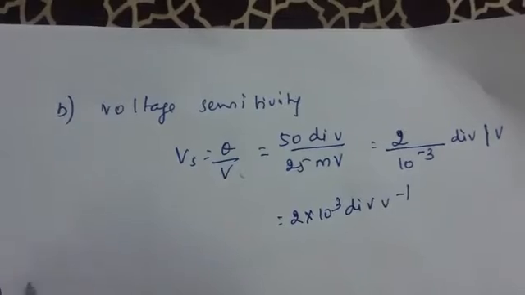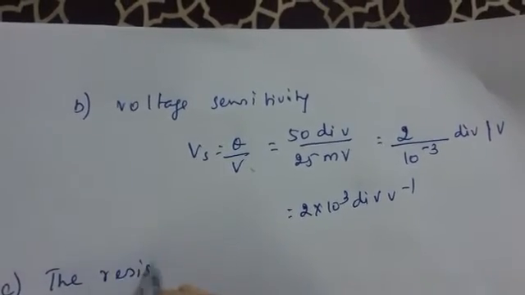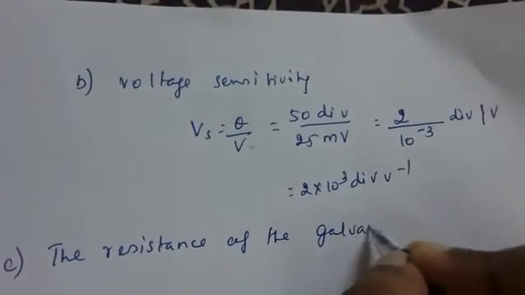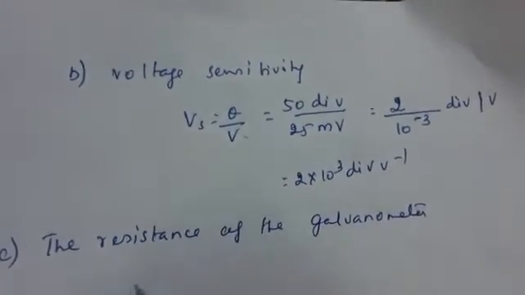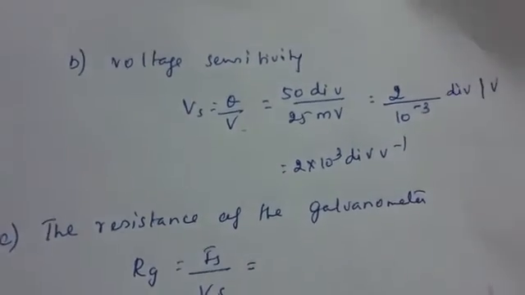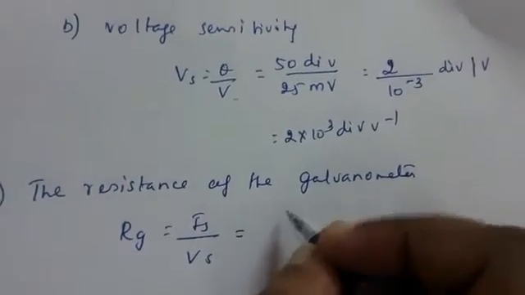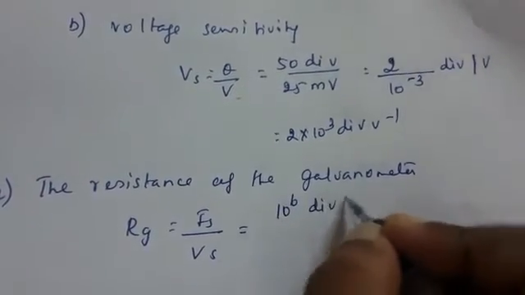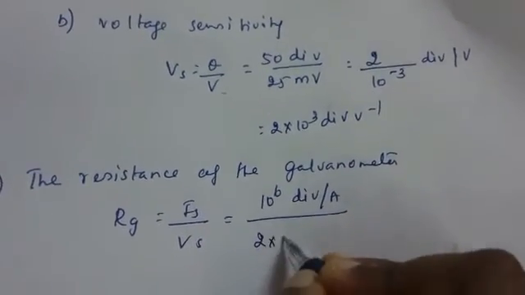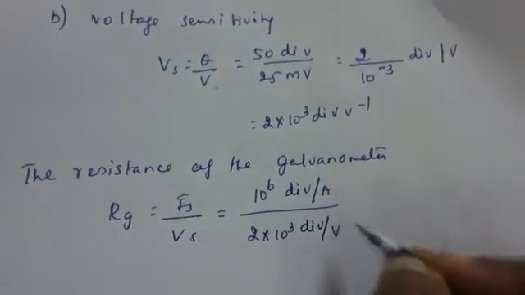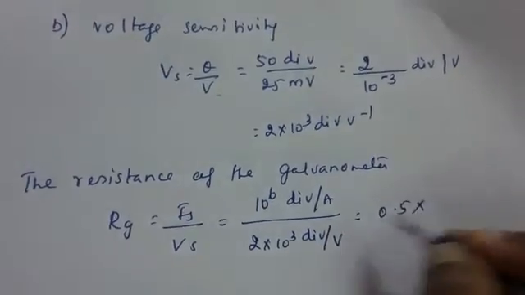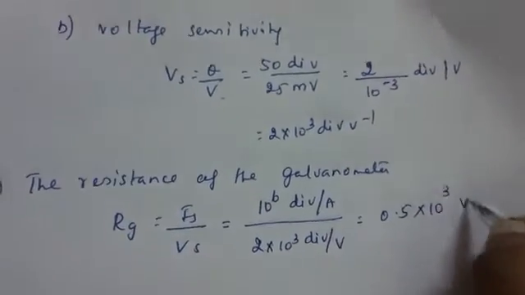The next part is the resistance of the galvanometer. So Rg = Is/Vs, current sensitivity by voltage sensitivity. What is your current sensitivity? 10^6 division per ampere, divided by the voltage sensitivity, 2 × 10^3 division per volt. Now this can be written as 1 by 2, which is 0.5. So 0.5 × 10^3 volt per ampere.